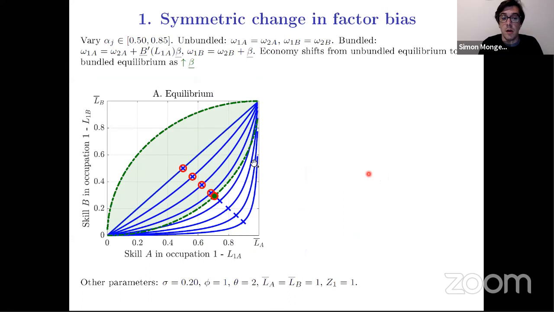Here I'm showing the equilibrium as I make these occupations more and less similar. I'm starting off at a point where these occupations are symmetric. When the occupations are symmetric, the diversity of skills which exists is always enough to lead to an unbundled allocation. Those occupations can become more different, with skill bias in different directions, and there's still enough diversity in skills in the economy to achieve an unbundled allocation.